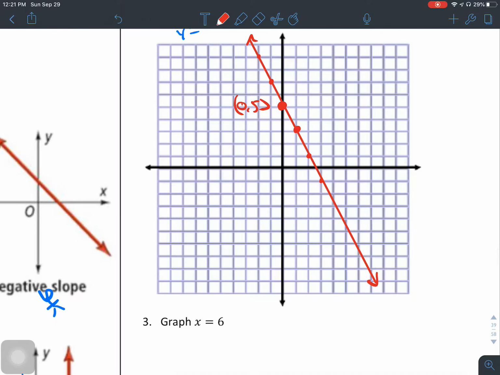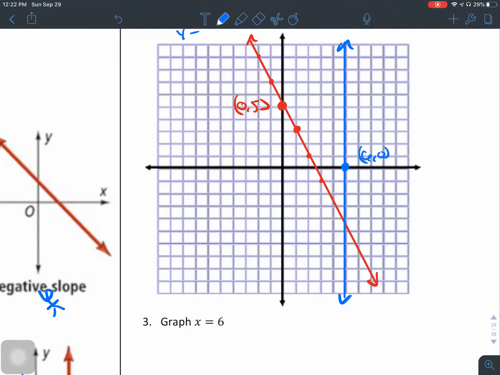Number 3, you're supposed to graph x equals 6. If it's x equals a number, that's a vertical line, and this vertical line is going to be, whenever the x value is 6, crossing the x-axis at 6, using a company-issued straight edge. Label that point of intersection.